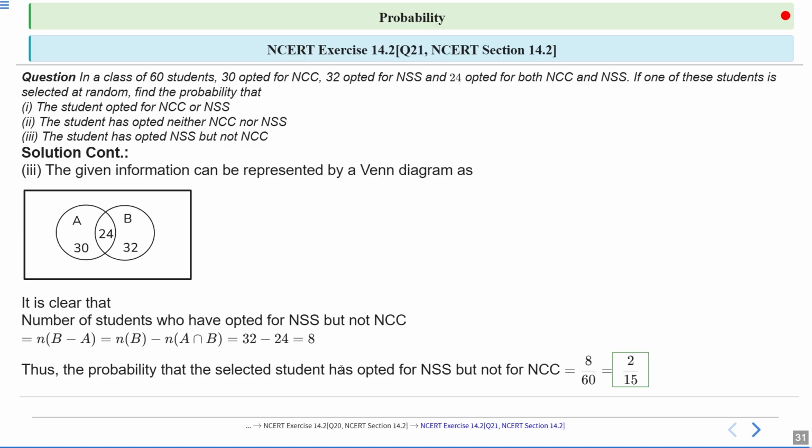Thus the probability that the selected student has opted for NSS but not NCC is 8 over 60. Clear? Now simplify it, then you will obtain 2 over 15. So the probability that the student has opted NSS but not NCC is 2 over 15. I hope it is clear to all of you.